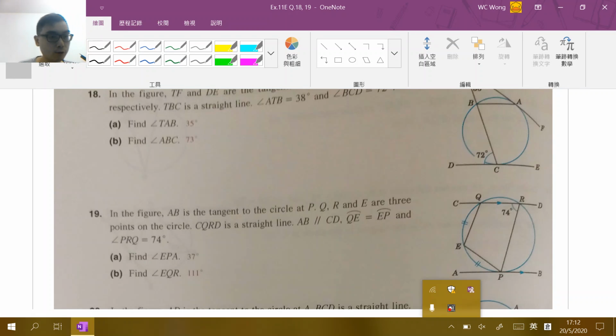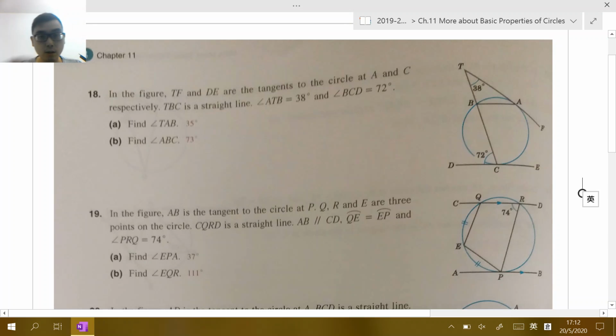Now I would like to give you the hints of your today's homework, exercise 11E questions 18 and 19. I would like to say the homework actually is not really difficult, but you may feel challenged when you do questions 18 and 19. So I think I need to go through it with you to let you understand what is going on. Take a look at question 18.